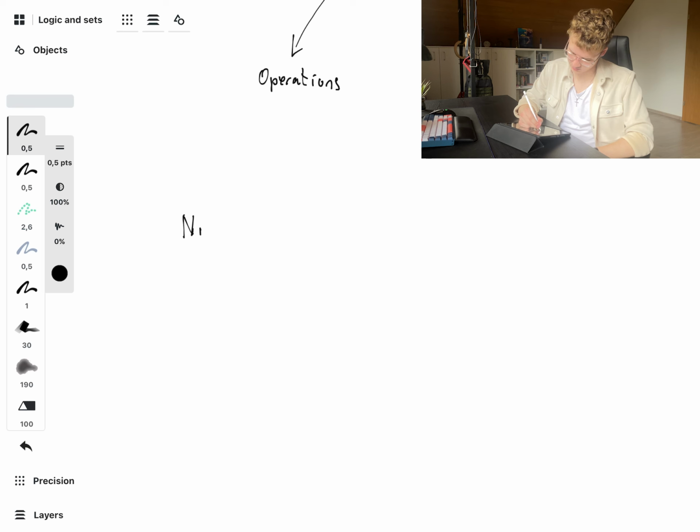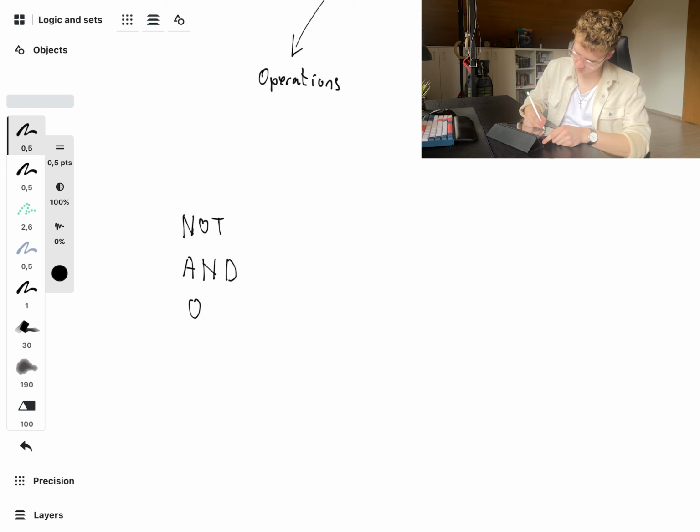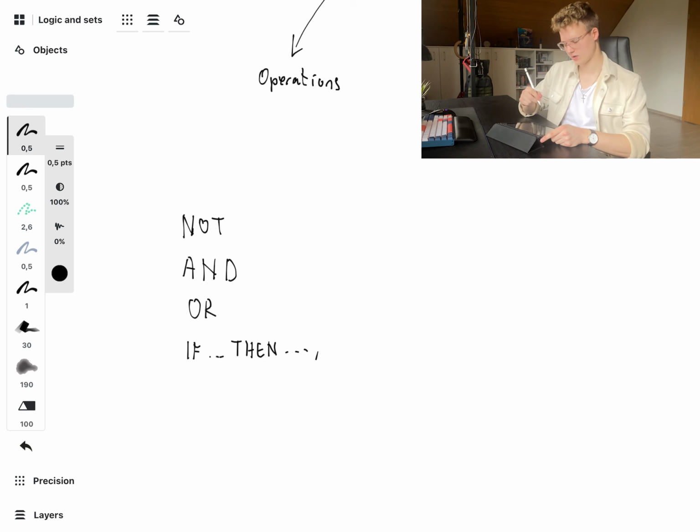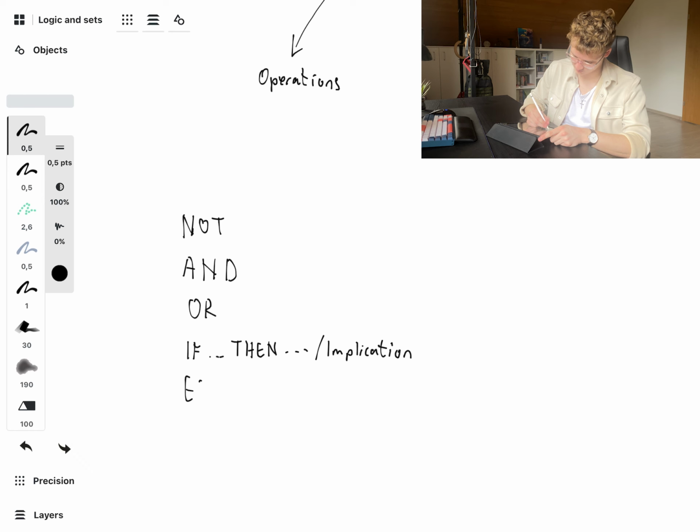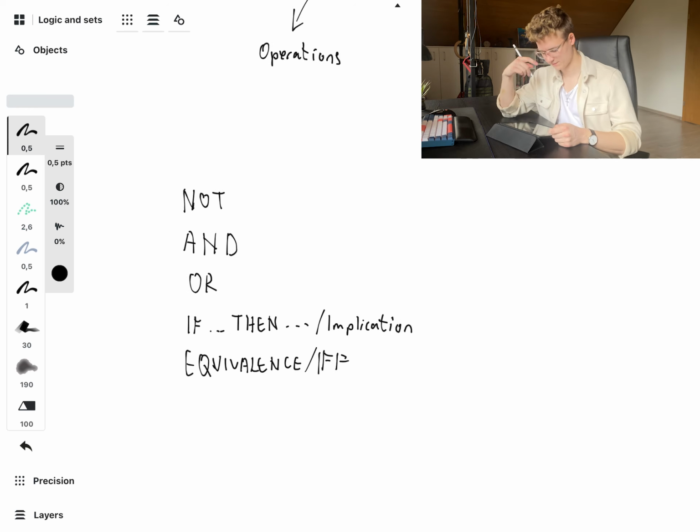We have not, we have and, we have or, we have if then, and we have the equivalence operation. This one is also called the implication. And then we have equivalence, or short form is iff, with two F's. Okay, so like this, iff.